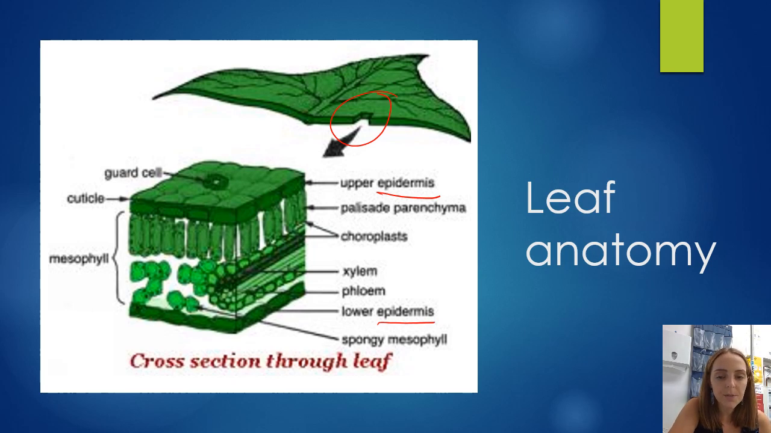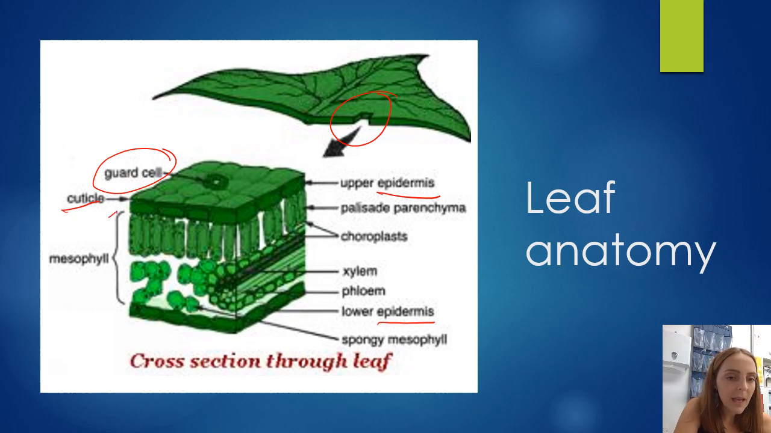And within the epidermis, we have the very outer layer, which is the cuticle, and the guard cells, which surround our stomata, which are really important, and we'll talk about those later. But they're found mainly on the upper side of the leaf, and in some leaf species, they're found on the underside as well. That's sort of an adaptation that's different across different plant species.